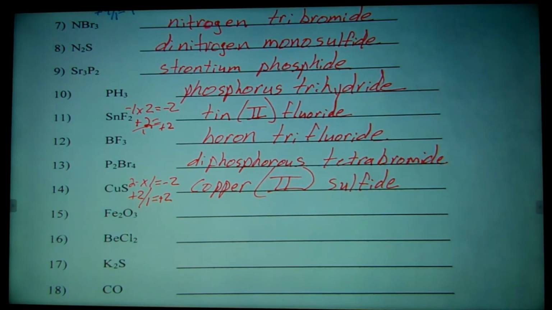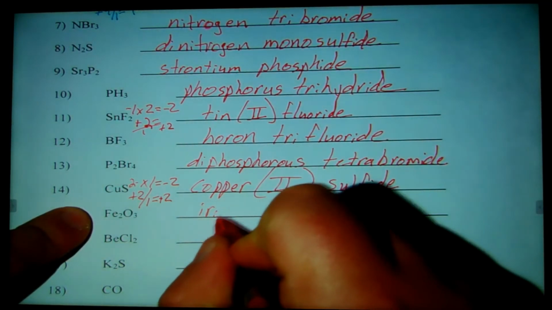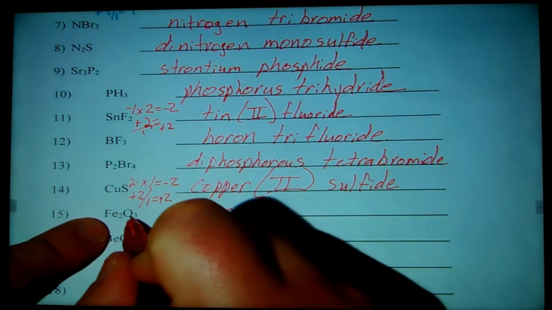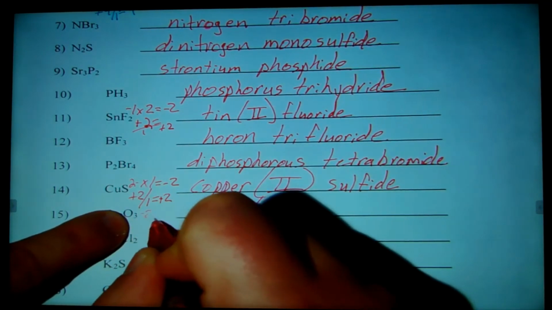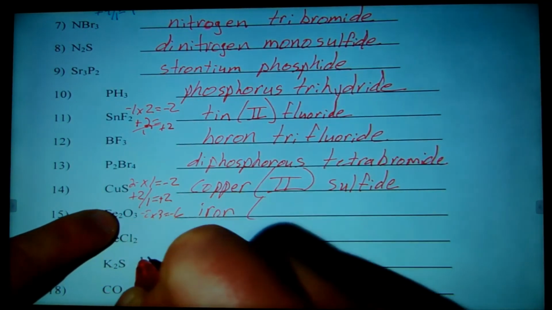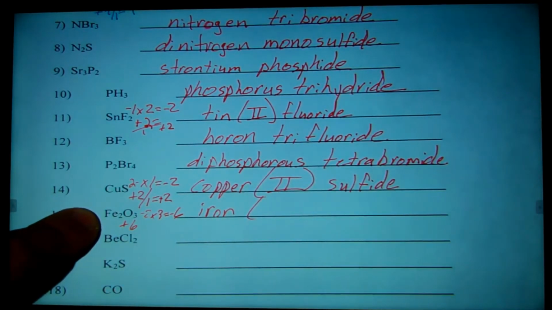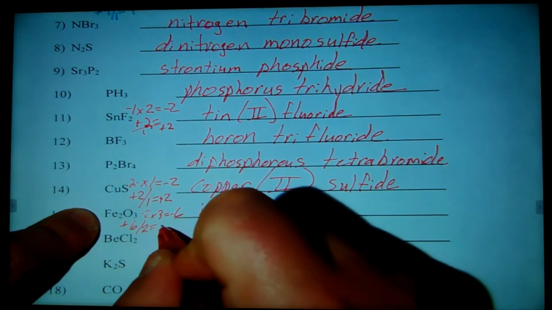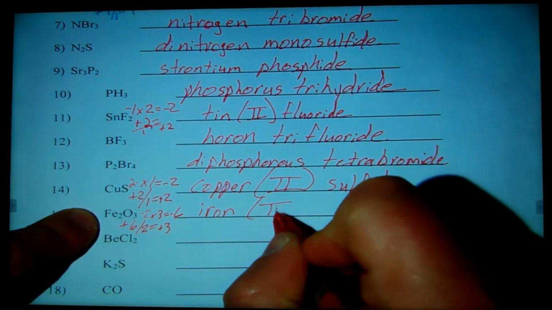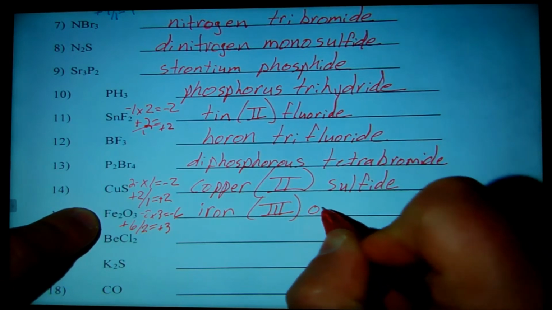All right, number 15. We have iron and oxygen. It's a metal and a non-metal, and iron is d-block, so d-block rules. So iron, we have to find the charge. Oxygen has a -2 charge. There are 3 of them, so that gives me -6. So I have to have +6 overall for the cations. There are 2 irons, which gives me +3. So it's iron(III) oxide.